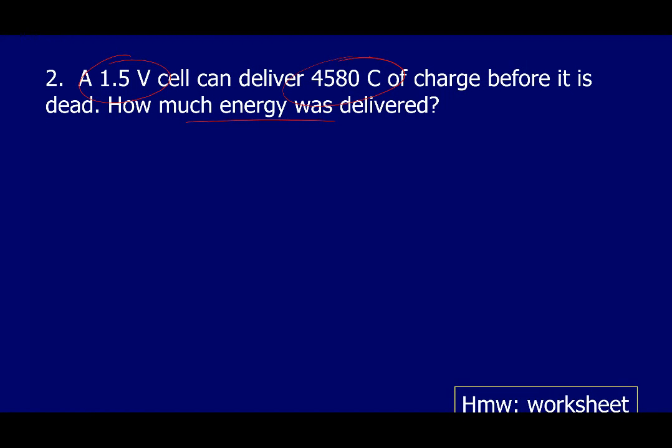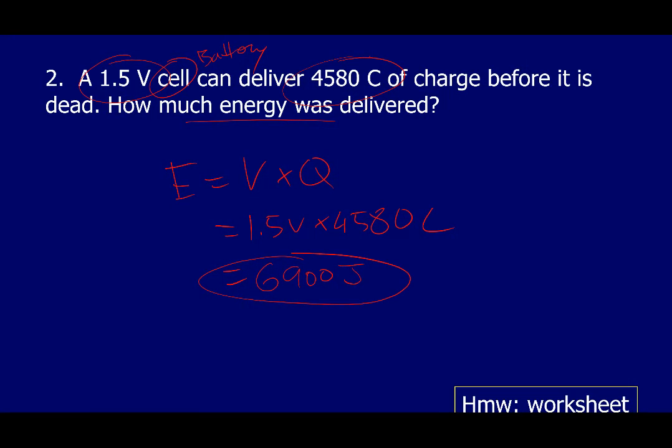A 1.5 volt cell can deliver 4,580 coulombs of charge before it's dead. How much energy was stored or delivered from that cell? A cell is another word for a battery or a source, just in case you're wondering. So I've got to think about how much energy it takes. Energy is going to be V times Q. You can jump in on the comments if I did that wrong. So that's 1.5 volts times 4580 coulombs. I'm going to round my answer to 2 digits, so it's going to be 6,900, and that is joules of energy.